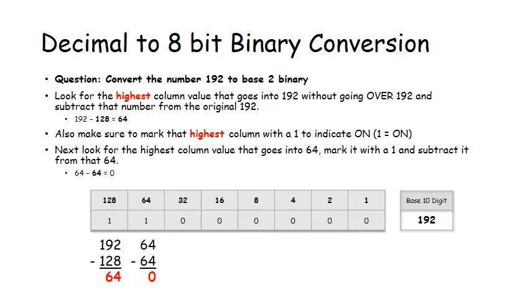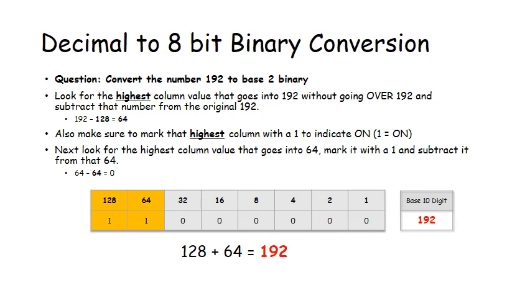And since the final number is now 0, you can place a 0 in all the other columns because none of those base 2 column numbers can go into 0. So the 8-bit or 8-number sequence that represents the number 192 is 1, 1, 0, 0, 0, 0, 0, 0. And you can check that you are correct by doing what we did previously, which is adding up all the columns that contain 1s. So in this case, that would be 128 plus 64, which in fact does equal 192.